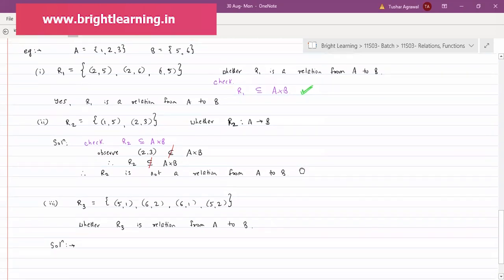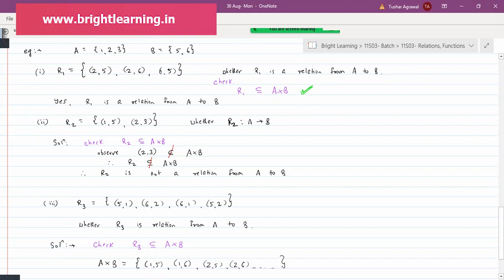You can see that R3 is definitely not a relation from A to B. To check whether R3 is a relation from A to B, we'll have to check whether R3 is a subset of A cross B. So how do the elements of A cross B look? In the ordered pair, the first element is of A and the second is of B. So (1,5) is an element of A cross B. (1,6), (2,5), (2,6), (3,5), (3,6) and so on. I will not write the complete set now. You can finish that in Excel.